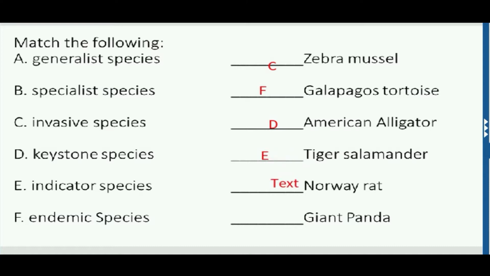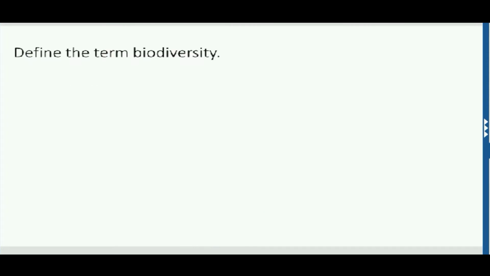The Norway rat is a generalist. It tended to spread the plague. And the giant panda is a specialist because all it eats is bamboo. Define the term biodiversity, and this is just the variety of species.